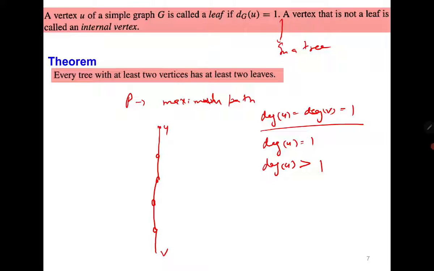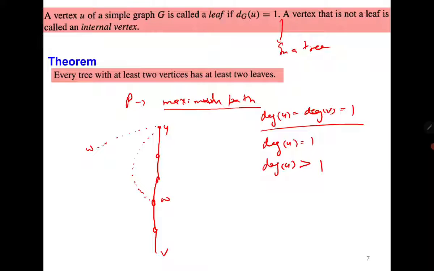It is adjacent to at least one more vertex w which is not a part of the path, or it is adjacent to a vertex which is part of the path. In the first case, we have assumed that P is a path of maximum length. So if u is adjacent to w, then P is not a path of maximum length. We reach a contradiction. Therefore, it is not possible.